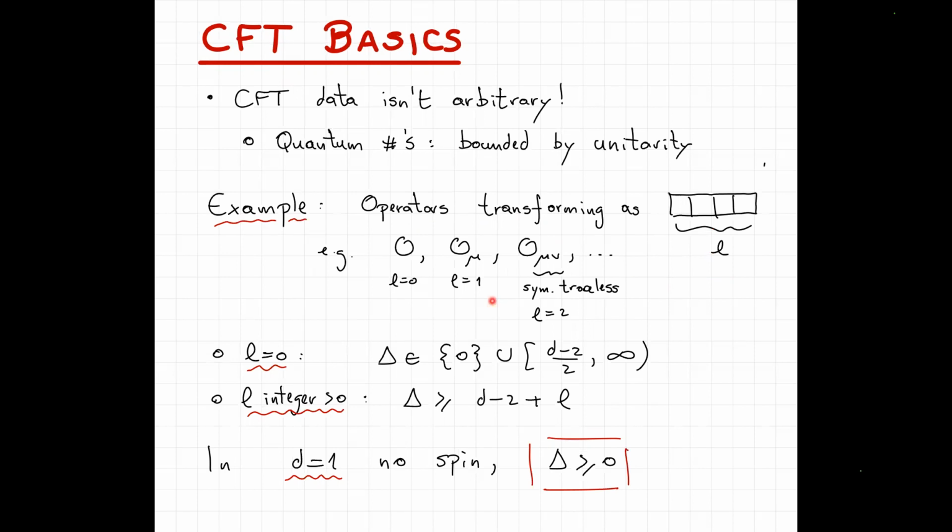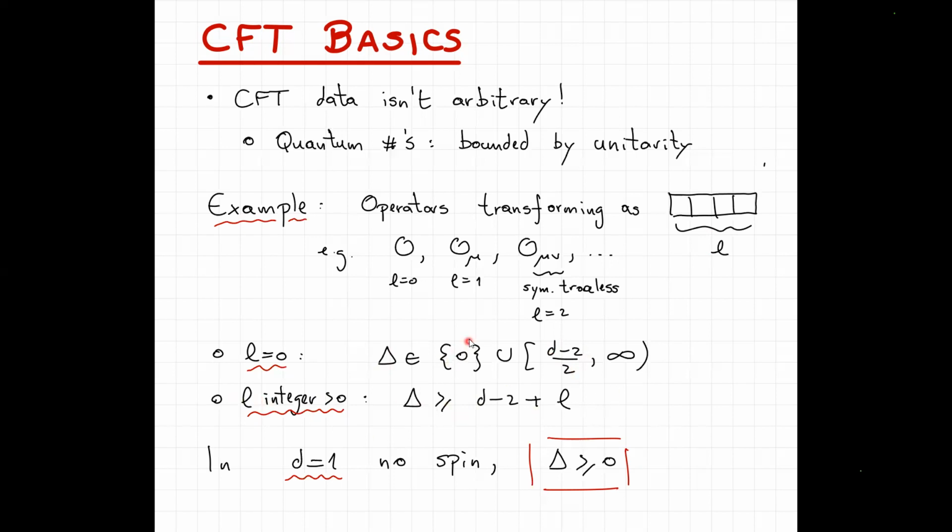Of course, the point is that this CFT data is not arbitrary. So for one thing, the quantum numbers of operators, they are bounded. They satisfy bounds, namely by unitarity. So as an example, if you take operators which transform under this representation of the rotation group, so this is a schematic form of the Young tableau, it's just a horizontal line with L boxes. So these include operators, for instance, scalar or spin one, or things with two Lorentz indices, which would be spin two. So these are these simple representations. Then there are bounds, and the bounds look like this. So for spin zero, the dimension has to be either zero or above (d minus 2)/2, where d is the CFT dimension. And for other integer spins, there's a different bound which looks like this.